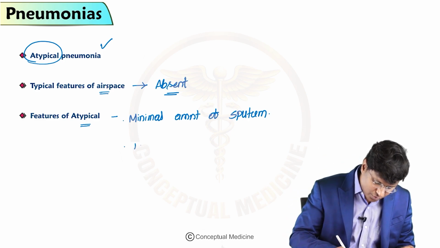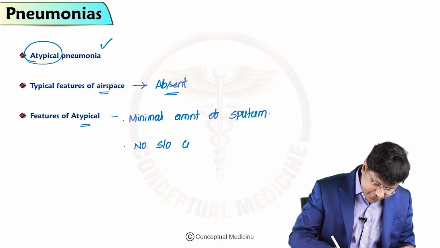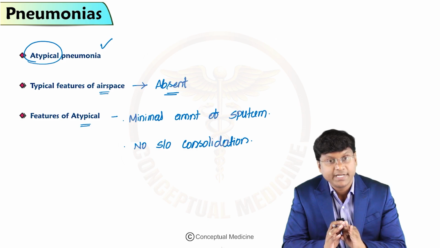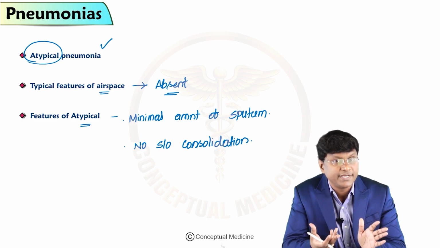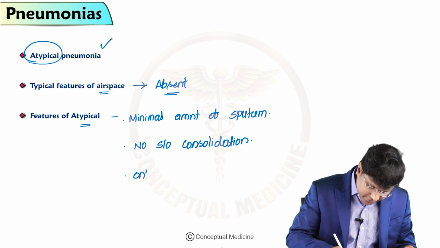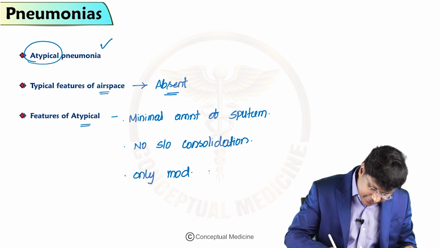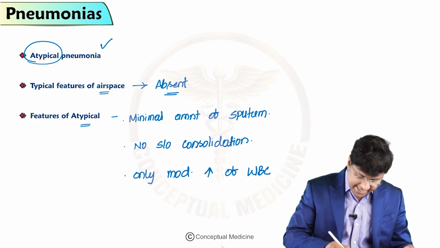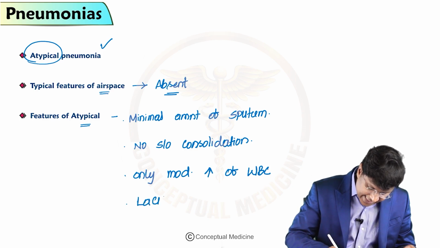And there are no signs of consolidation. Just now we have discussed the signs of consolidation. What are those? Increase in tactile vocal fremitus, presence of woody dull note, bronchial breathing, egophony, bronchophony. These are the signs of consolidation, but they will be absent in atypical pneumonias. And there is only moderate elevation of the WBC, and there is also a lack of alveolar exudate.